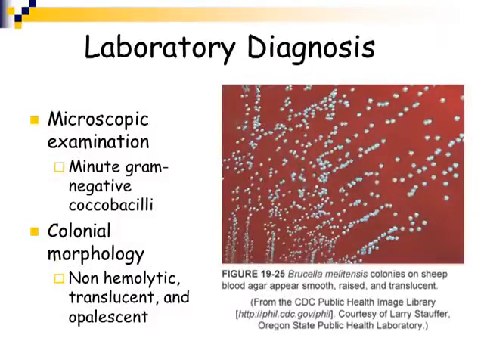Under the microscope, again, very tiny gram-negative coccobacilli on blood agar plates. It's non-hemolytic, translucent, opalescent. It has a very opaly appearance to it if you've ever seen an opal stone.